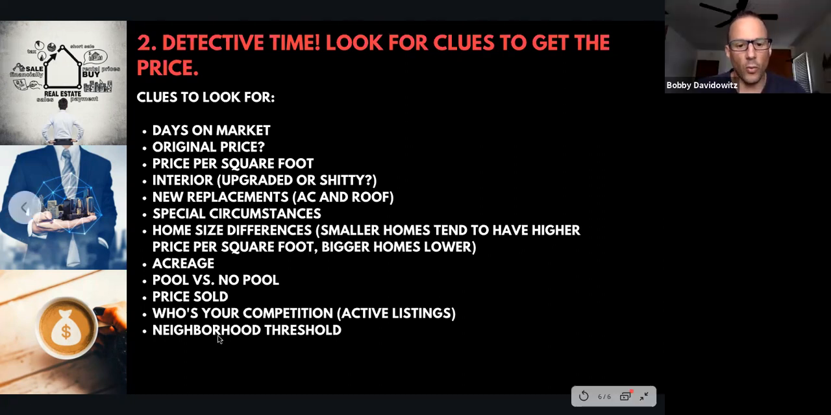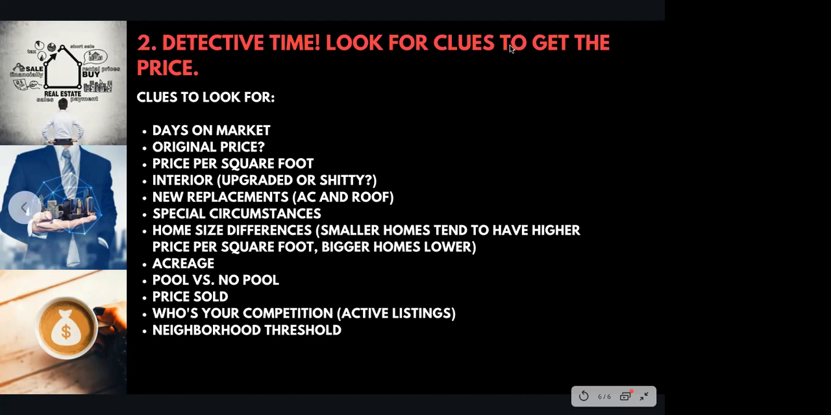And then we've got what I call neighborhood threshold. Okay. So neighborhood threshold.